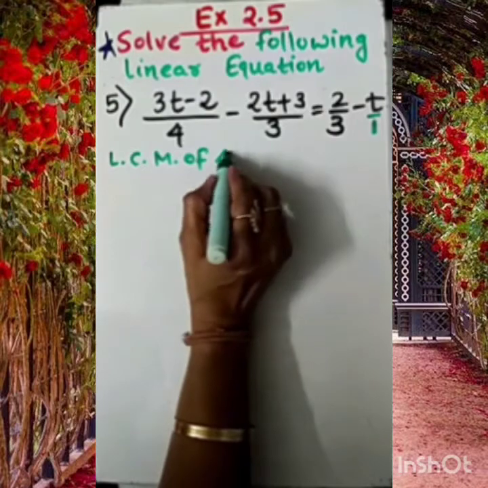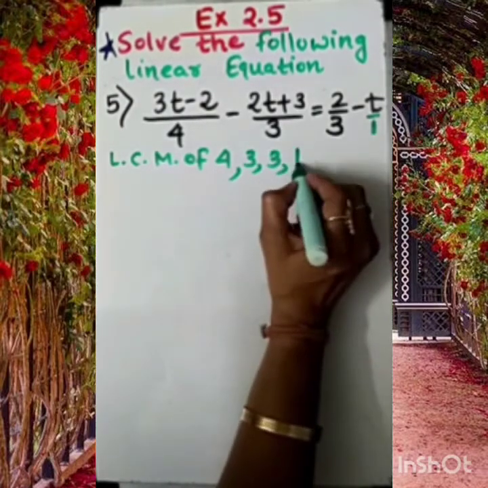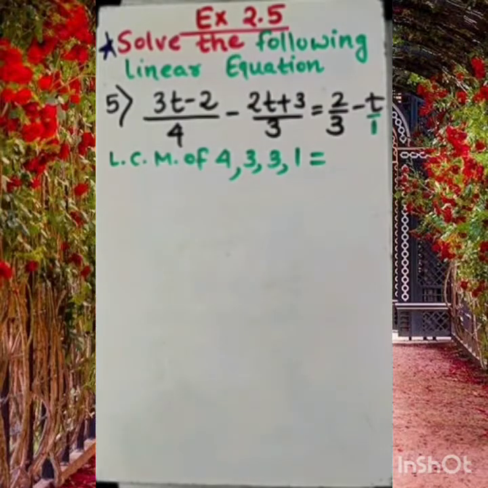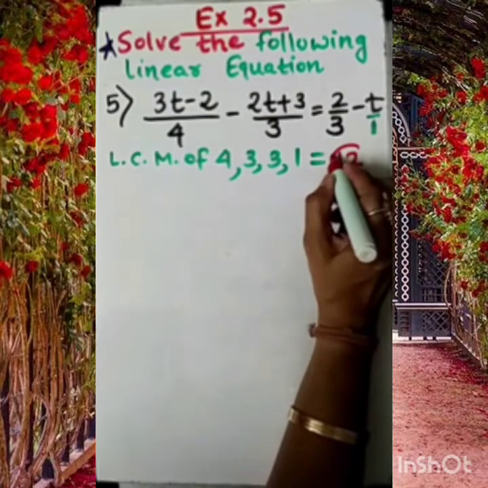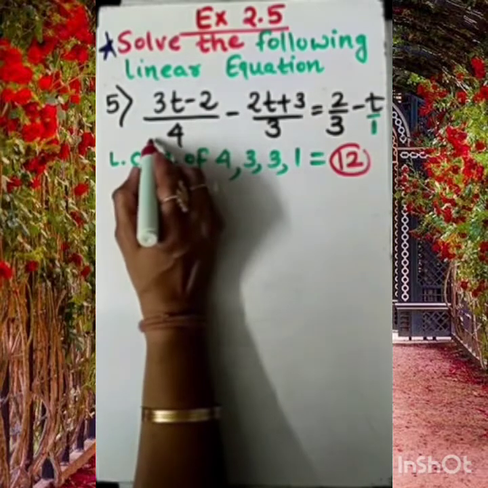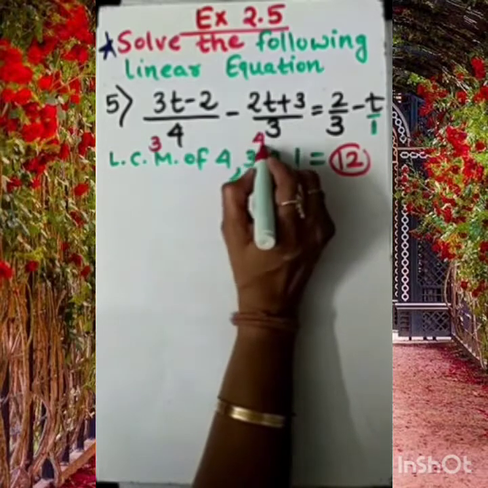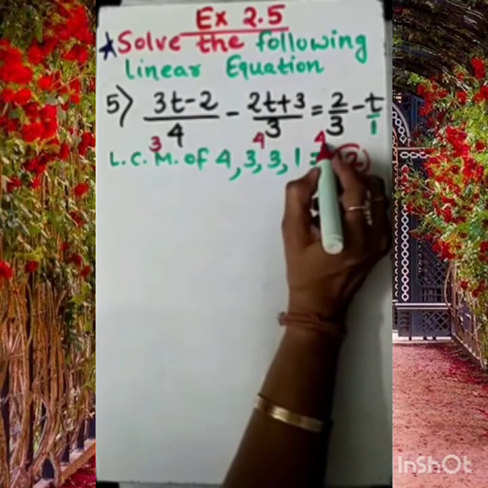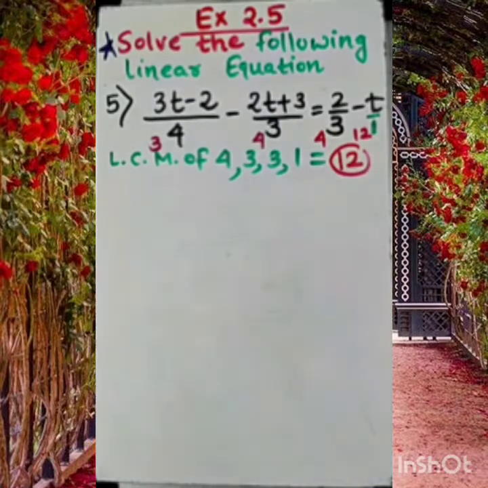So LCM of 4, 3 and 1. What will it be? Of course, you will find it in a rough column. Then you will find it. LCM will be 12. Clear? Now, if I want to bring 12 in the denominator, 4 will be multiplied by 3. 4 3s are 12. 3 4s are 12. 3 4s are 12. And 1 is there only, so it will be multiplied by 12. So 12 1s are 12.